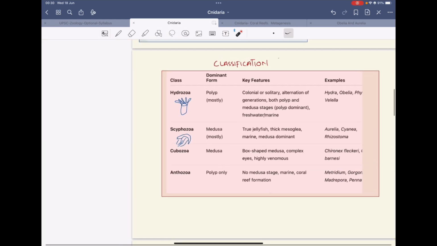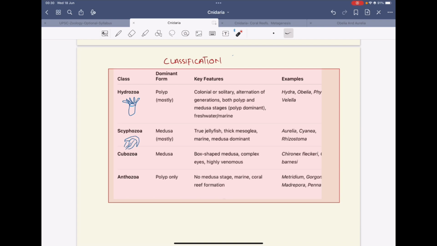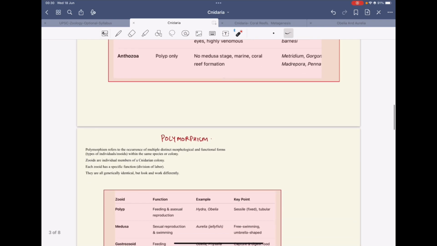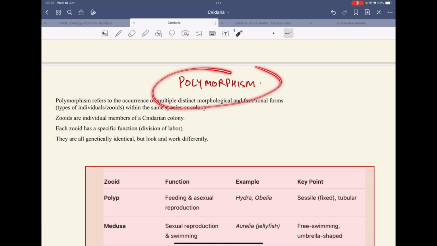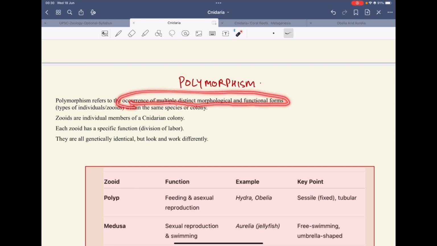These are some of the Pennatula. These are the examples of the Anthozoa. Then this polymorphism. I told you that there is something called polymorphism. As the word suggests, polymorphism refers to the occurrence of multiple distinct morphological and functional forms. This is important. There are morphological as well as functional forms. And this exists within the same species or the colony.